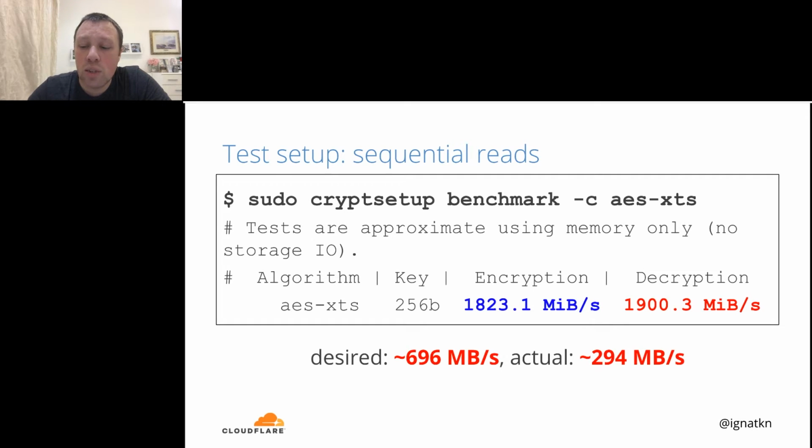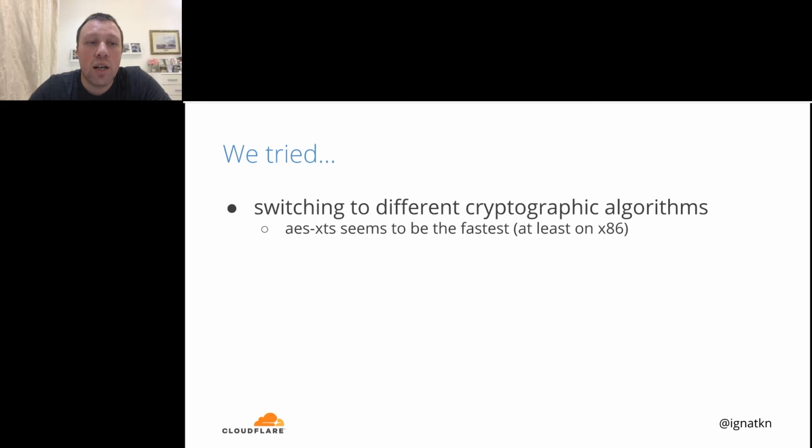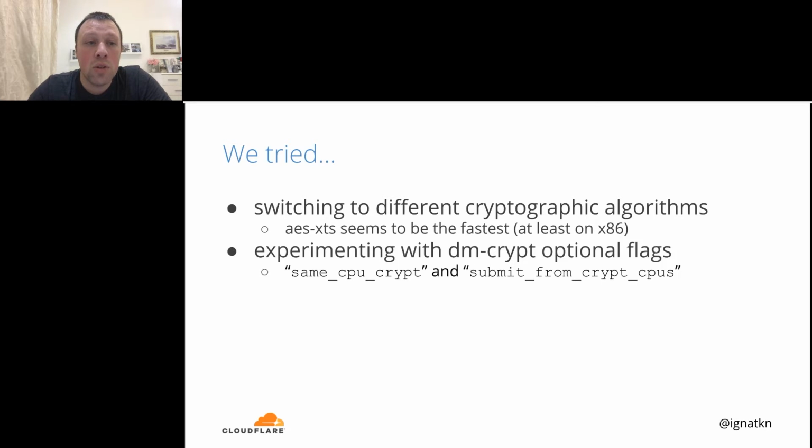So we tried to improve something. We tried switching to different cryptographic algorithms, but according to the cryptsetup benchmark, AES-XTS seems to be the fastest algorithm, at least on the x86 platform. We also tried to experiment with different dm-crypt optional flags. When you instantiate a dm-crypt instance, there are some additional flags you can specify with cryptic names, say encrypt CPU and submit to encrypt CPU. They're marked as performance related flags.